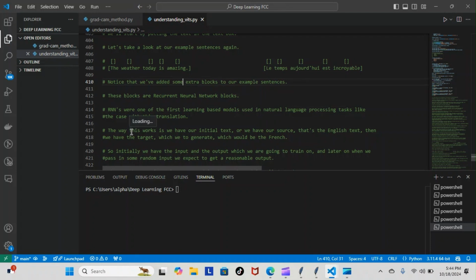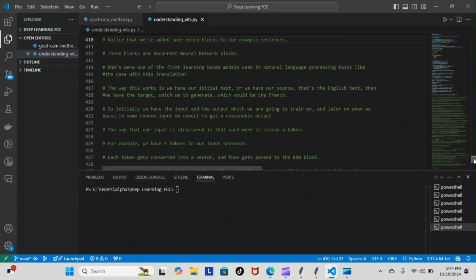The way this works is we have our initial text, or our source, that's the English text. Then we have the target, which we want to generate, which would be the French. So this is our source, and this is our target. We want to go from English to French. Initially we have the input and output, which we are going to train on, and later on we pass in some random input. We expect to get a reasonable output. So this is our random input, and this is the reasonable output we want to generate.